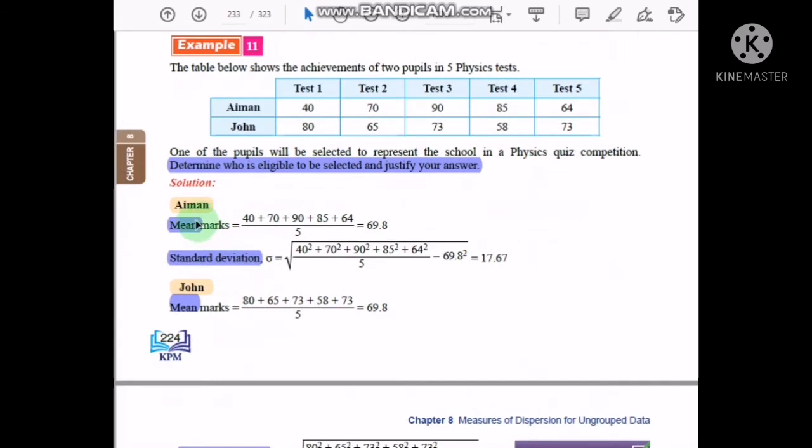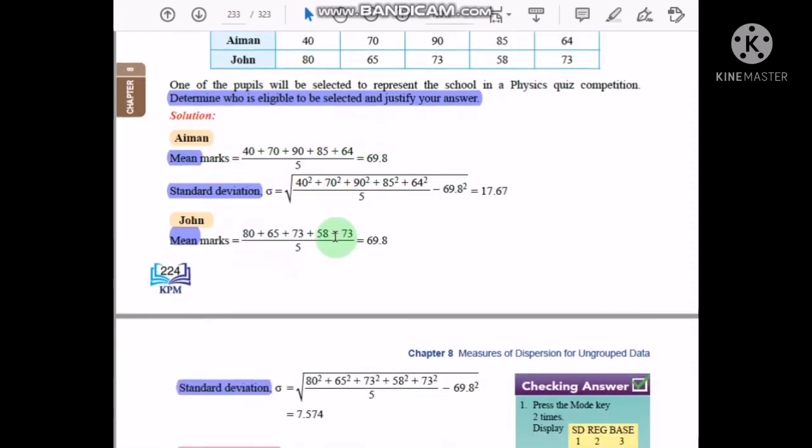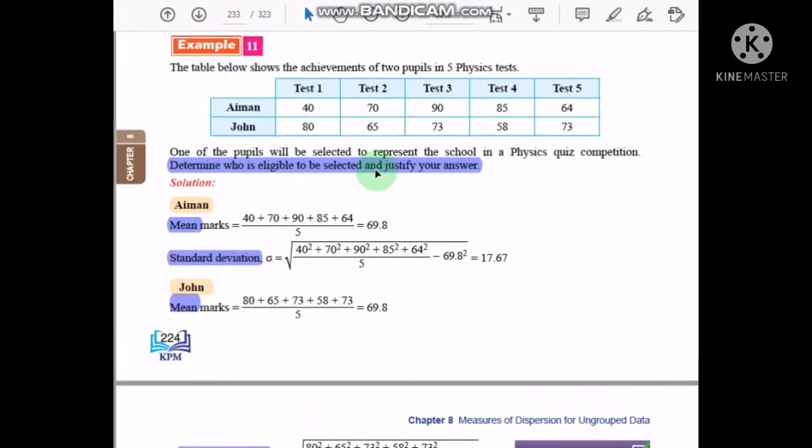So let's look at Aiman first. You need to find the mean first, because in order for you to compare between Aiman and John, look at Aiman. Mean for Aiman is 69.8, and the mean marks for John is also 69.8. So how do you want to select either one of these students? You cannot select the student based on mean only, because the mean for both students is the same. So what else should you do?